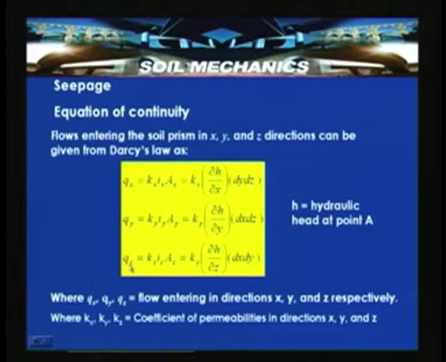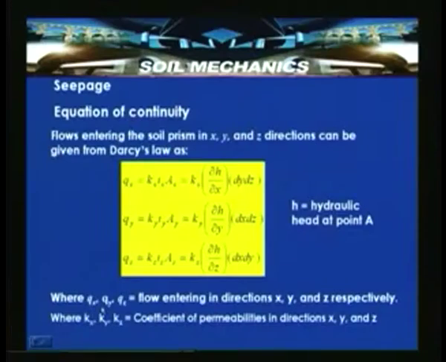In the z direction, we can write Kz, Iz, Az, where it is Kz into dou h by dou z into dx dy, where dou h is a small head drop which is occurring over a length here, in this case in the z direction dz. So, the dou h by dou z is representing the hydraulic gradient in z direction. So, these are the flows entering the soil prism.